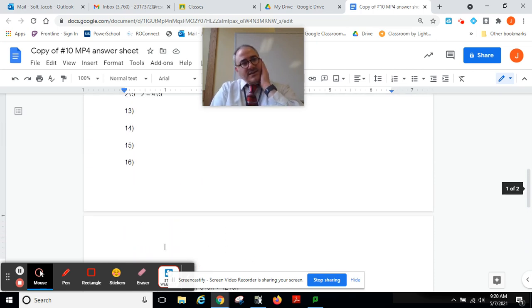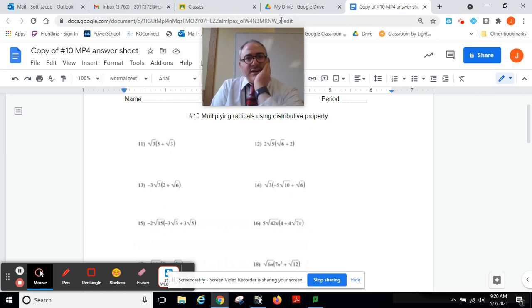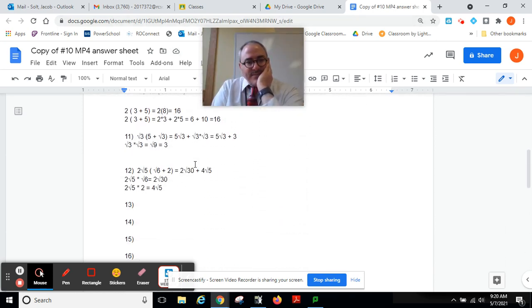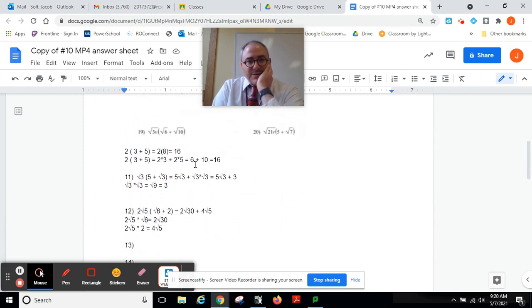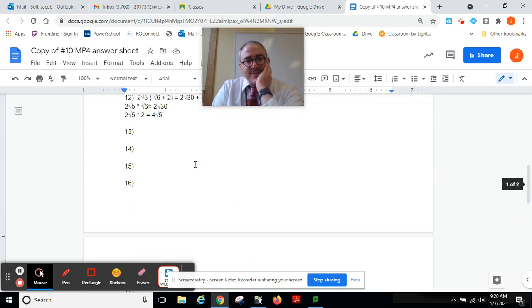Number 20. Did the instructions say simplify? I don't remember if I grabbed that. It says just multiply. It doesn't say you have to simplify, but maybe he might want you to do that anyway. Anyway, let me see about 20. Usually the last couple are the hardest.